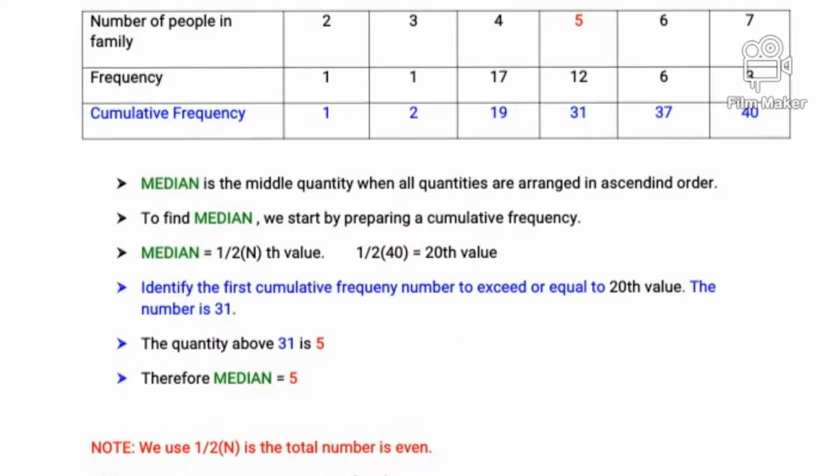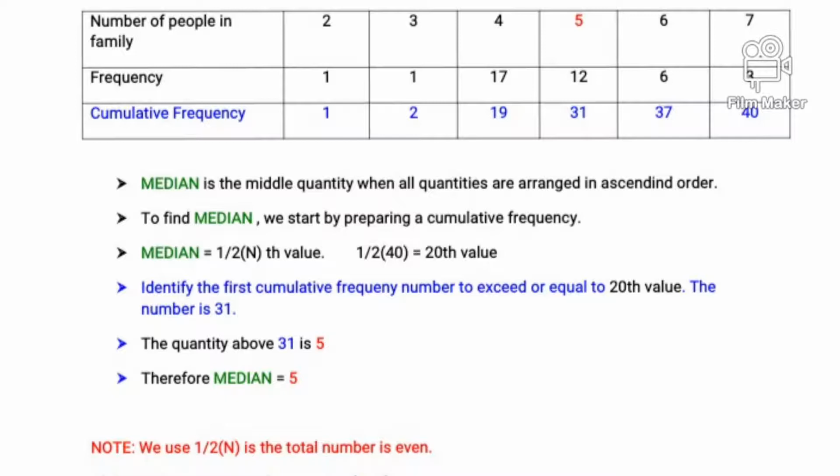So the frequency and the cumulative frequency in the first column are similar. But you then need to accumulate the frequency by adding to the adjacent columns. So 1 plus 1 you get 2. 2 plus 17 you get 19. 19 plus 12 you get 31. 31 plus 6 you get 37. 37 plus 3 you get 40.